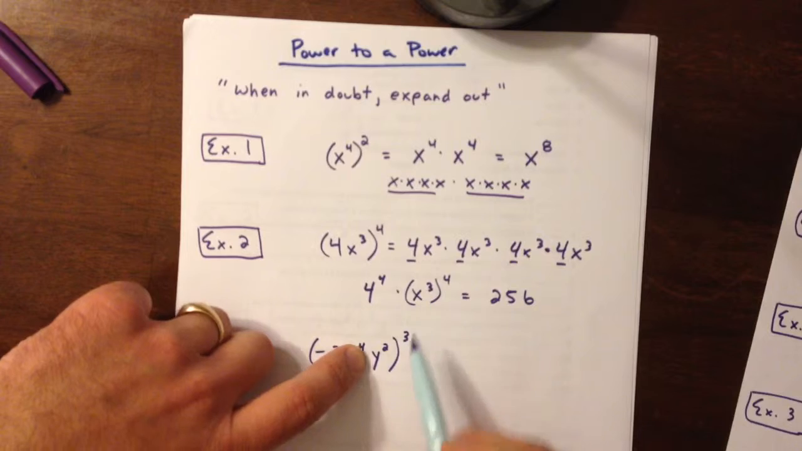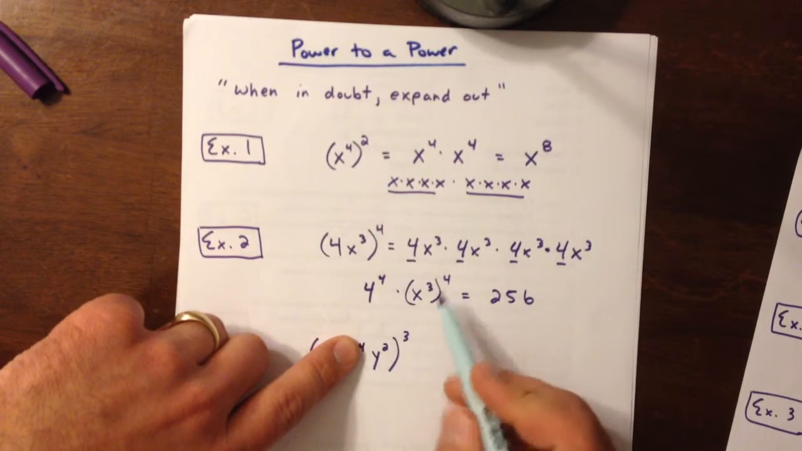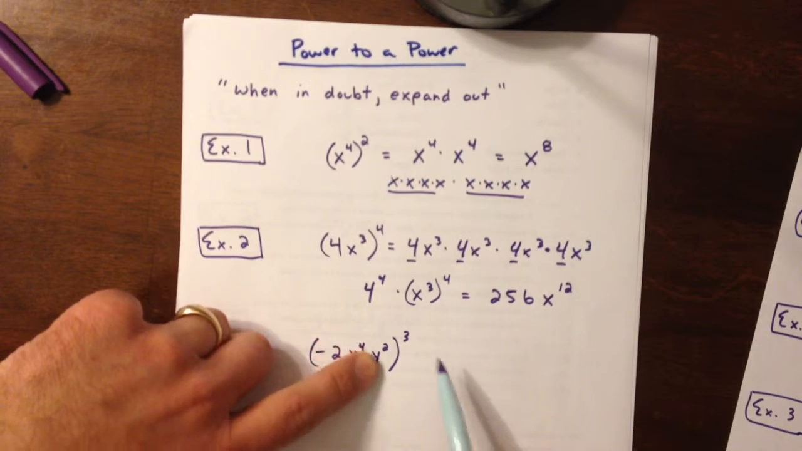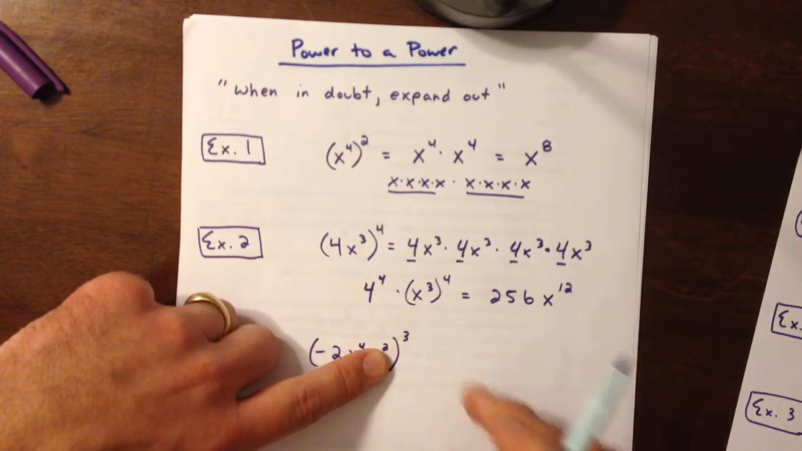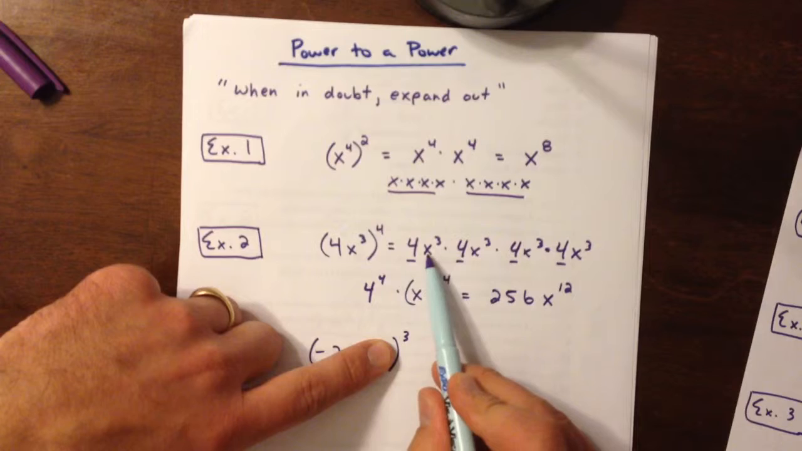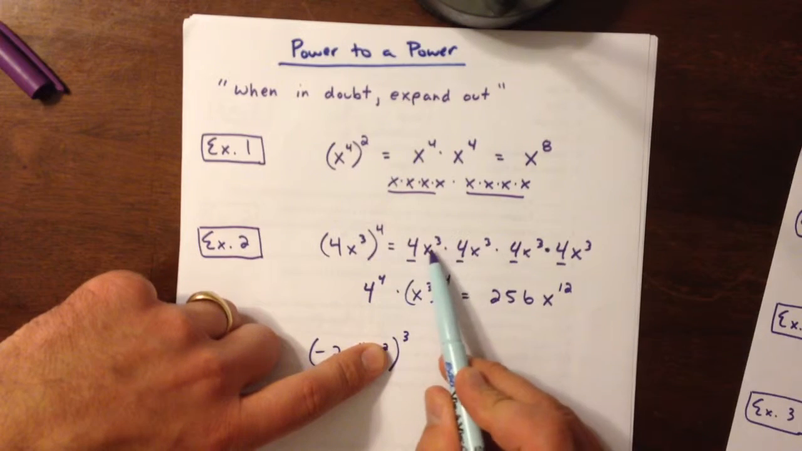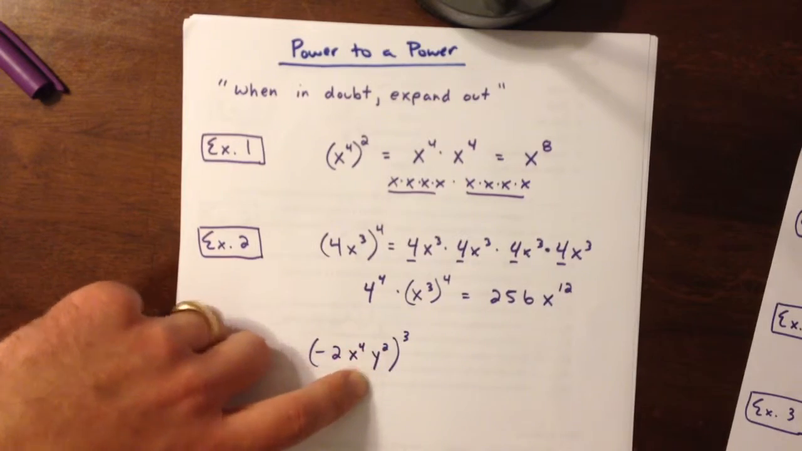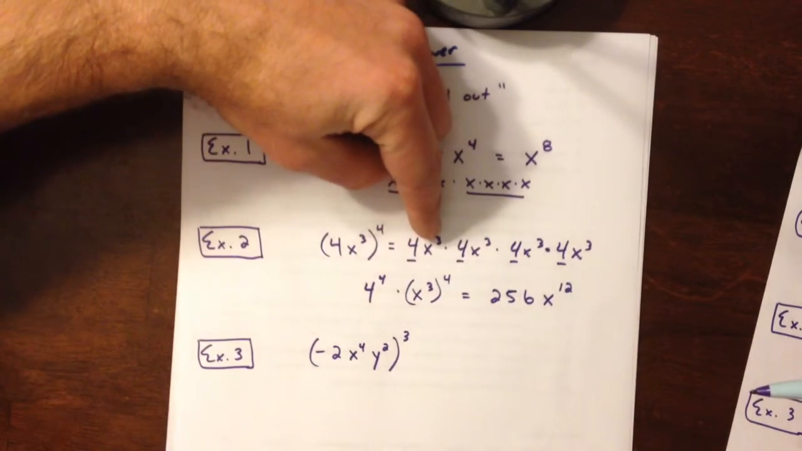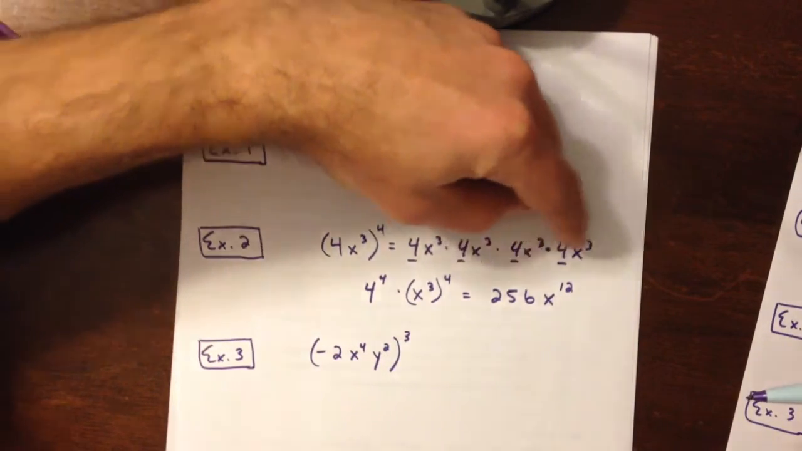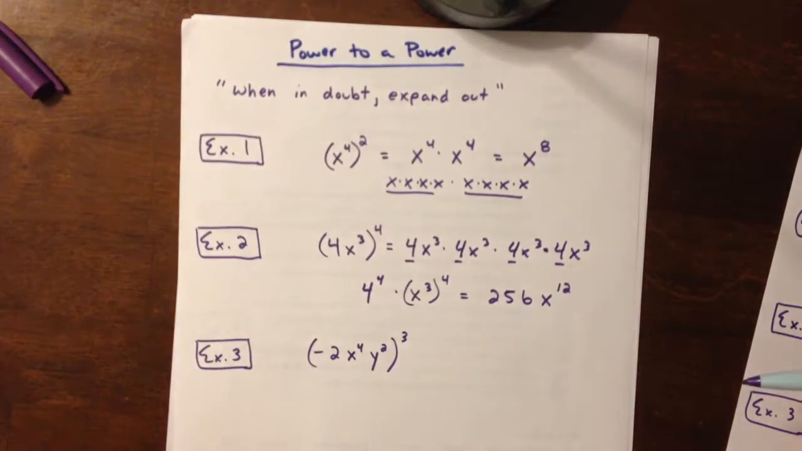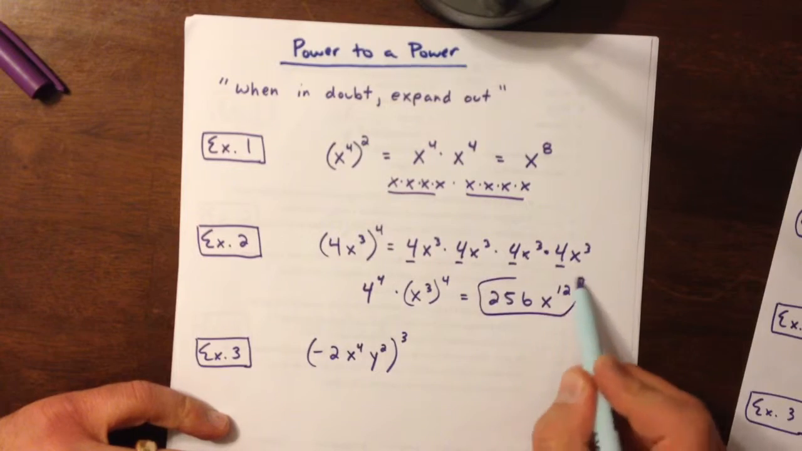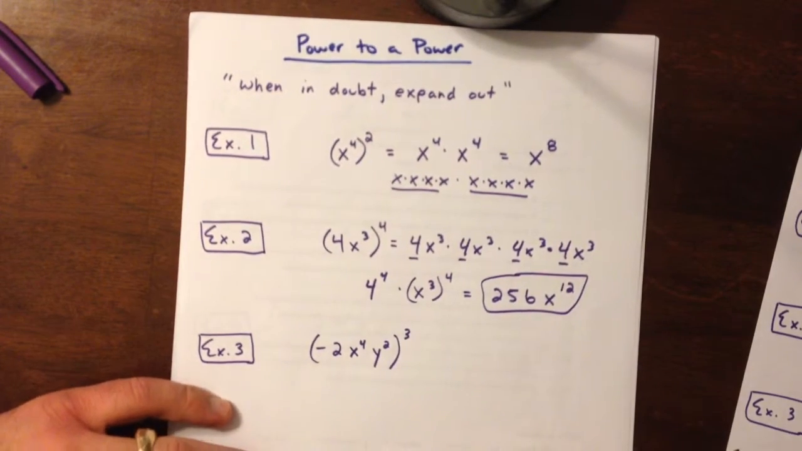so I have a power to a power, it's the same thing up here, I have x to the 12th power. Now I could have expanded this out, or I could just look back up here, x to the 3rd, I have 3 x's here, 3, 3, 3, so 3 times 4 makes sense, because I have 3 x's 4 times. So that's how I get x to the 12th. That's my final answer. Okay, last one here.